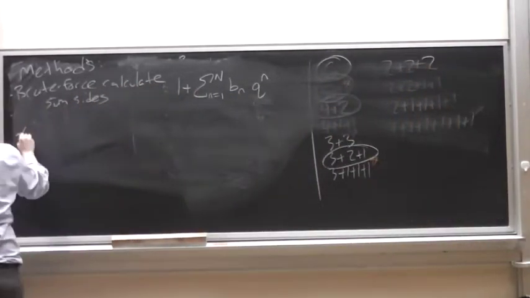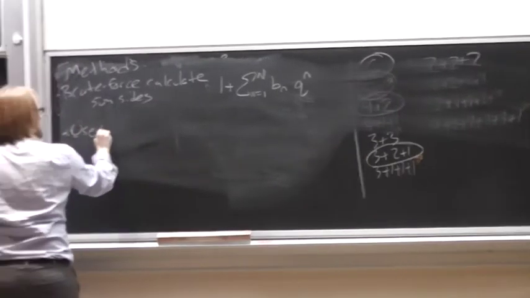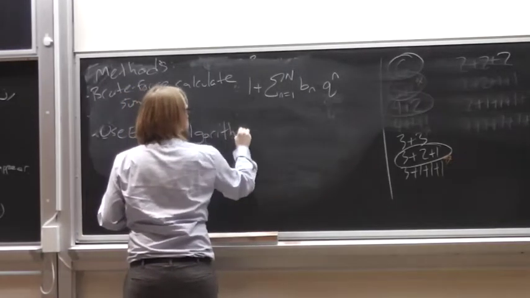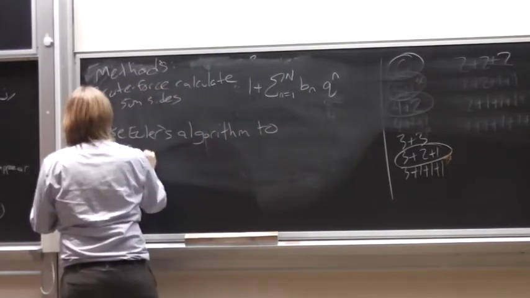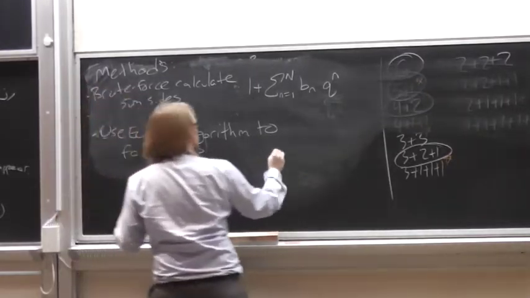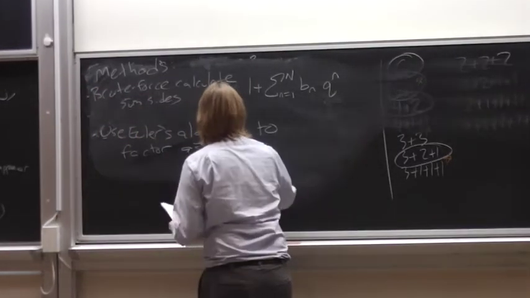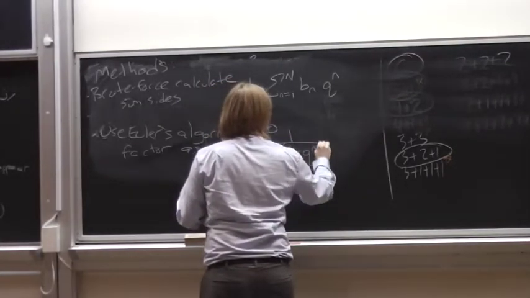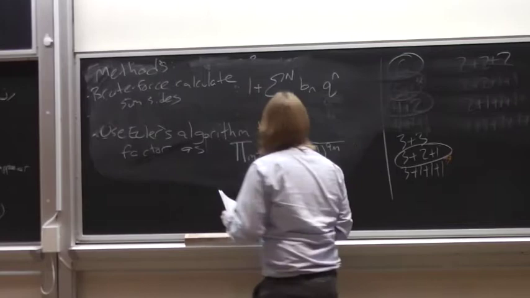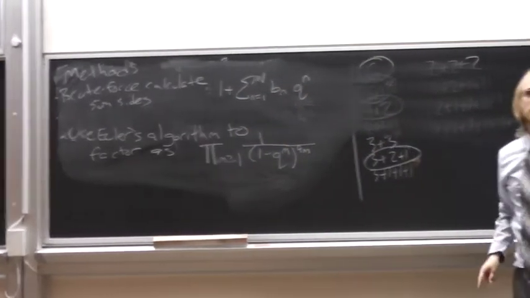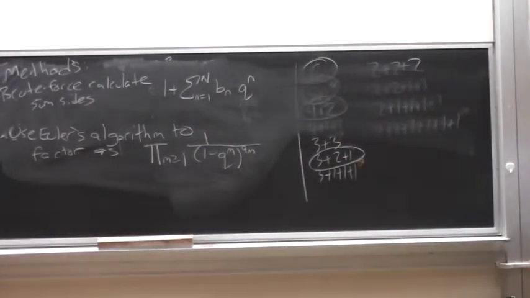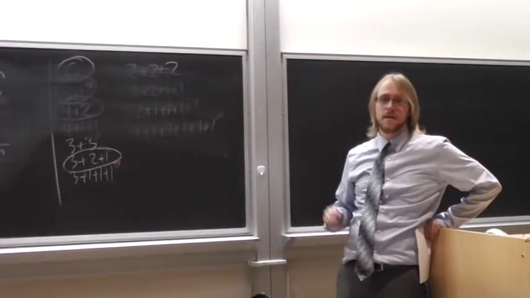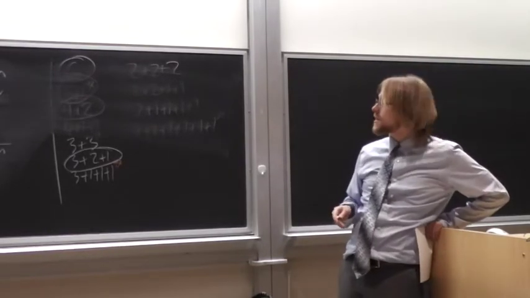And then we can use Euler's algorithm to factor this as a product side. Okay, so Euler's algorithm, in the interest of time, I won't describe it too much. It's not too hard. You can just treat it as a black box.